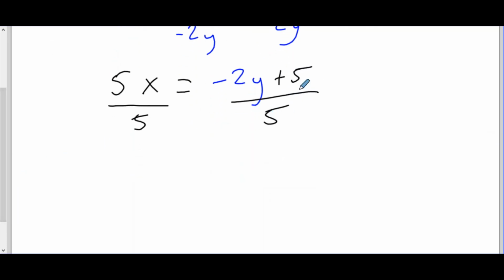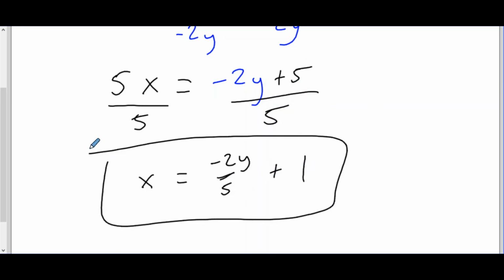And again, you may see it written as a big fraction, but we want to break it down, so I'll rewrite it as a negative 2/5 y. Again, that can't be reduced. And then 5 divided by 5 is just a 1. So negative 2/5 y plus 1.